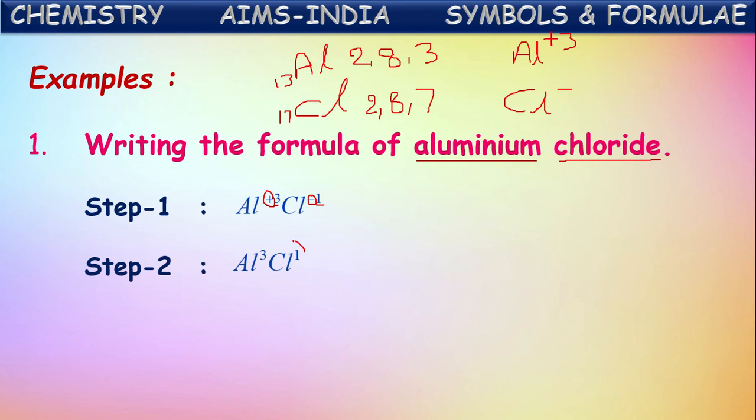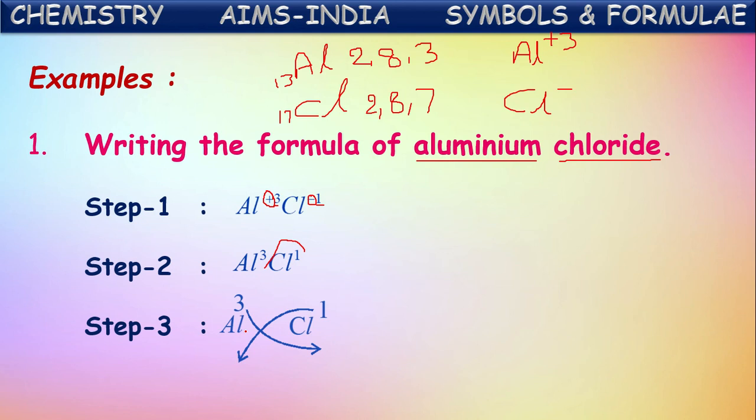we have to crisscross these numbers. See the third step, we have to crisscross the numbers remaining. This 3 is written at the right bottom of Cl and this 1 is written at the right bottom of the aluminum symbol. If it is 1 for an ion, there is no need to mention it in the formula. So actually we get Al1Cl3. But if it is 1, no need to mention.